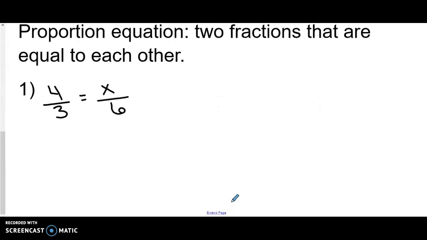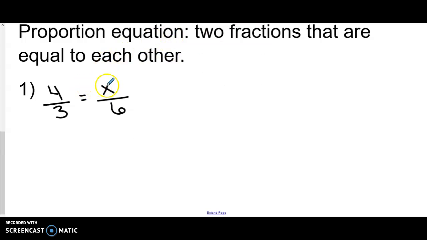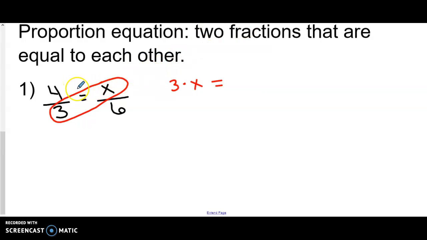So let's take a look at the first example. We have 4 divided by 3 equals x divided by 6. So the first thing you want to do is step 1, which is cross multiply. So you are going to multiply 3 times x equals, and then you're going to cross multiply 4 times 6.